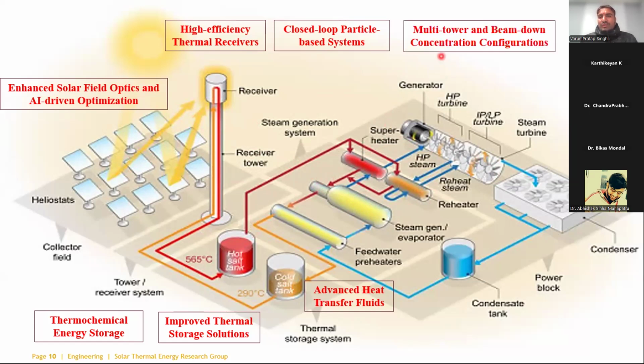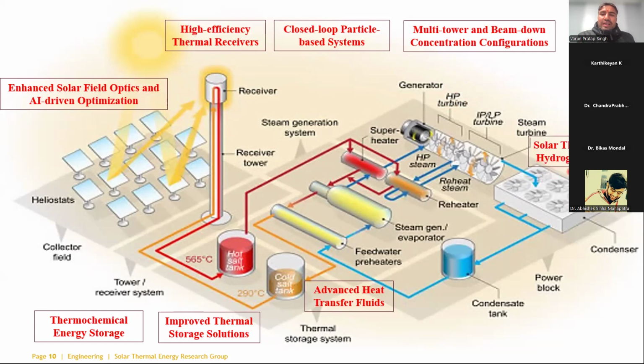Okay, so multi-tower, why are we using a single tower? Maybe there's also beam down. In this particular case, we are using beam up, meaning the single central receiver is going to attract all the heat over here. But there are a few more concepts under observation, like multi-tower and beam down concentration configurations, which we will discuss in our upcoming slide.